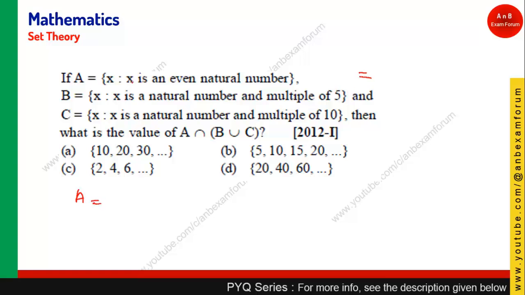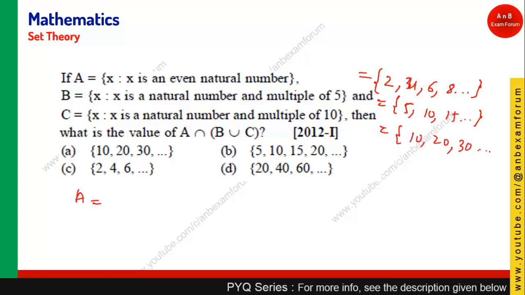So x is an even natural number. Okay, we have natural numbers, so x is an even natural number. So 2, 4, 6, 8 and so on. This is set A. Next is set B. x is a natural number and a multiple of 5. Okay, multiples of 5 are what? 5, 10, 15 and so on. Coming to the next, x is a natural number and a multiple of 10, no problem. 10, 20, 30, these would be the elements in this particular set.